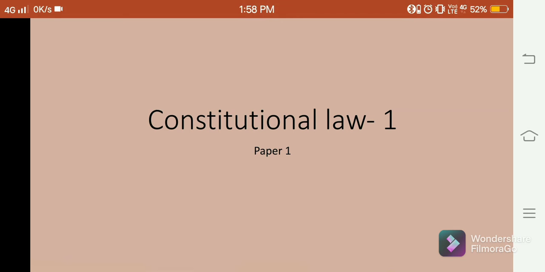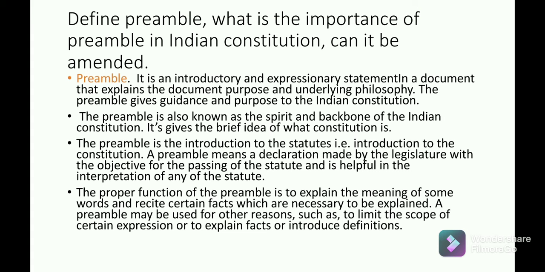Constitutional Law 1, Paper 1. So, we are about to learn about the preamble. I'll be starting with the question: define preamble. What is the importance of preamble in the Indian Constitution?